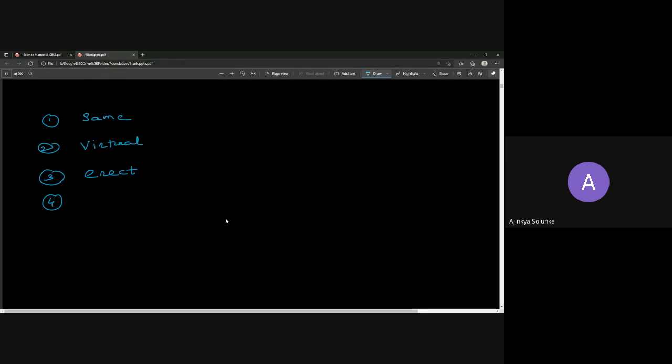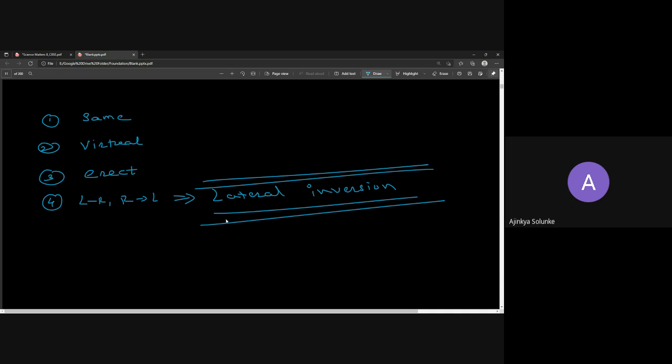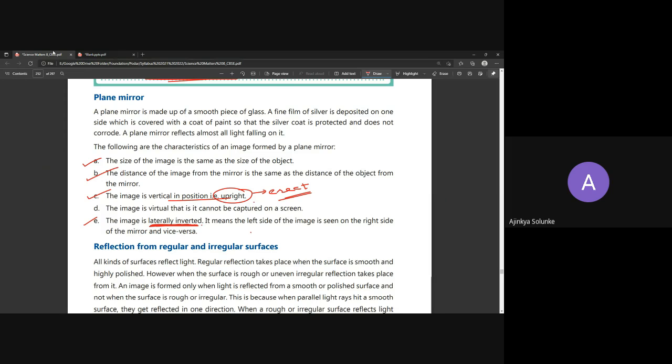Fourth, what about the distance between the object and the image? It's the same, right? Okay, so that point we don't need to discuss. That phenomenon in which the left becomes right and right becomes left is called what? Lateral image. No, not just lateral image. It's called lateral inversion. The name of the phenomenon is lateral inversion. Complete name, please remember that. I know it's somewhat hard to pronounce, but you will get familiar with it.